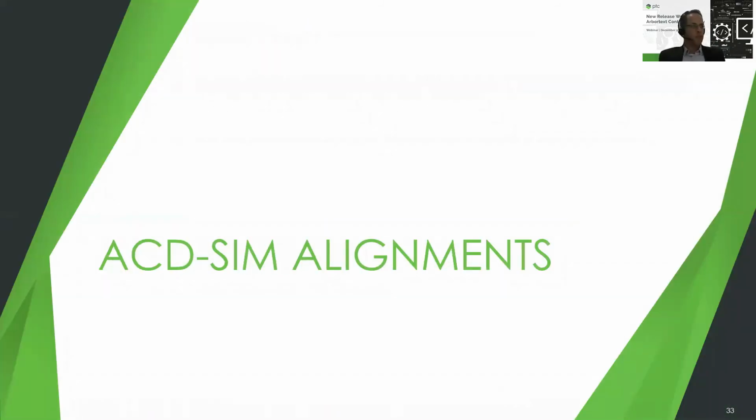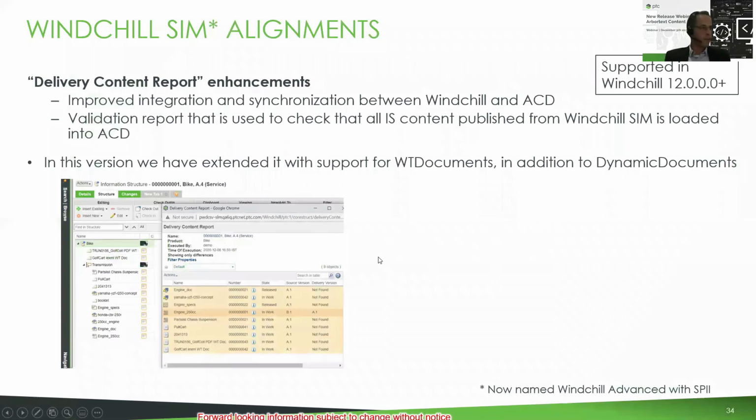Next capability that we introduced in this version was the ACD SIM alignments, and we applied a couple of improvements there as well. First thing that we did in terms of the content delivery report that allows you to compare and see what content out of SIM has been published or not yet published into ACD. Up until now, it only supported dynamic documents, which are inclined towards Arbortext type of content, but we now extended it with support for WT documents, so it now can contain any type of document that could be maintained in SIM.